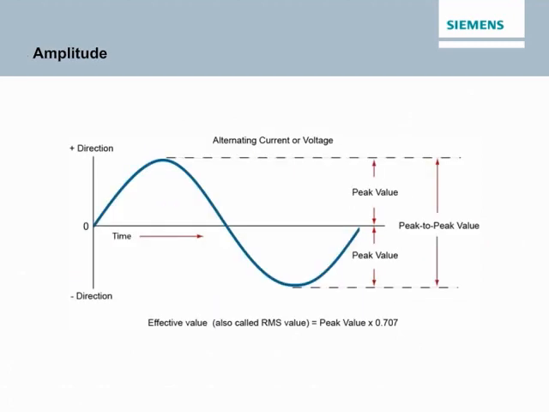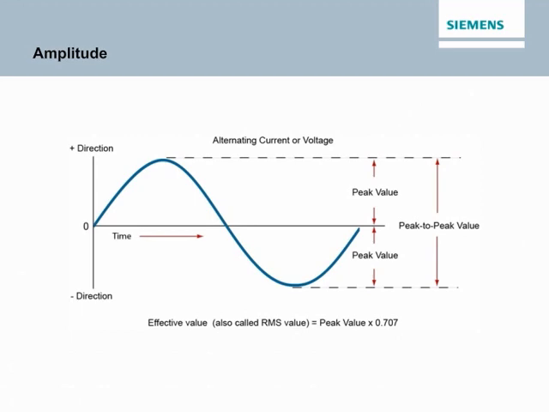As previously discussed, voltage and current in an AC circuit rise and fall over time in a pattern referred to as a sine wave. In addition to frequency, which is the rate of variation, an AC sine wave also has amplitude, which is the range of variation. Amplitude can be specified in three ways: peak value, peak-to-peak value, and effective value.